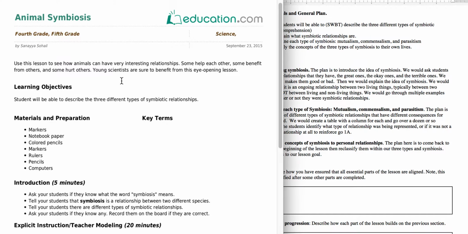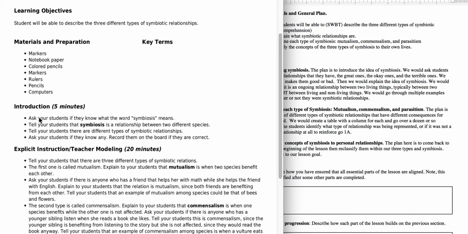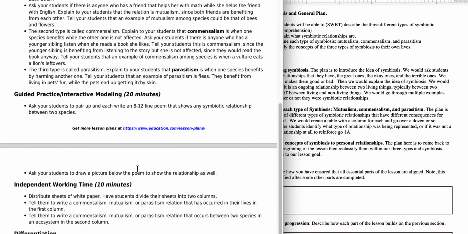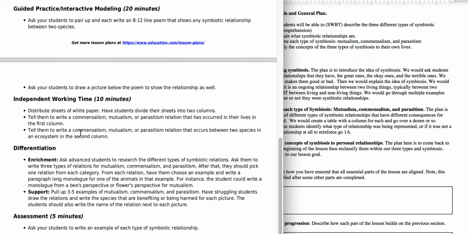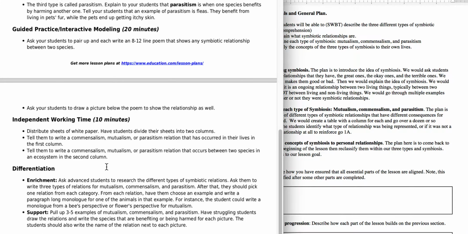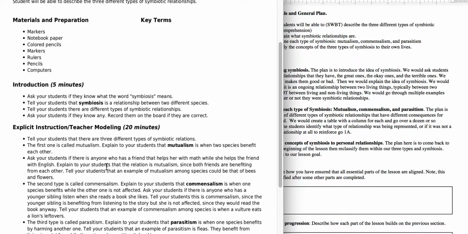But using the teacher's lesson plan as a starting point, you look at the objective, right? Students will be able to describe the 3 different types of symbiotic relationships. And then you see that they're going to introduce the idea of symbiosis, and then they're going to talk about 3 different kinds, and then they're going to write a poem, and then they're going to make a different column, and try to apply these ideas, and there's some differentiation. Then there's an assessment at the end, and then students read their poems out loud for 15 minutes at the end. Now, you can stick to this pretty closely if you want, or you can modify it.